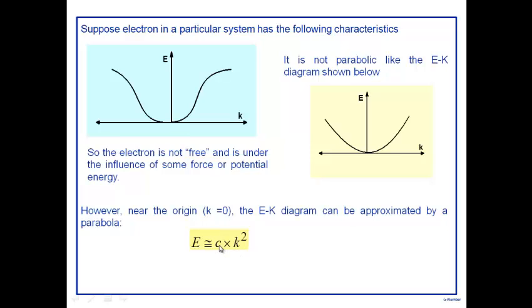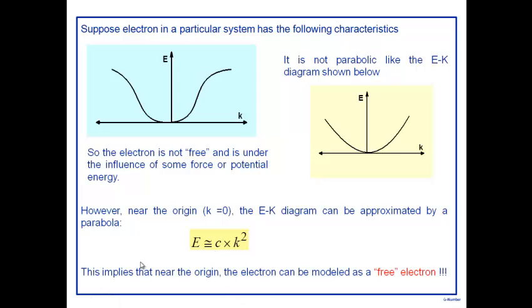Note, having a different mass. How was E in a free electron? E was equal to h bar square K square divided by 2m. I don't have that h bar square by 2m and all that. I have some constant here, c, right?